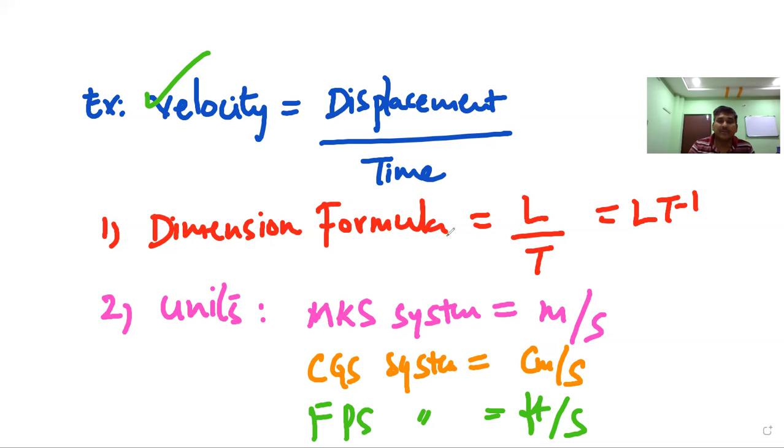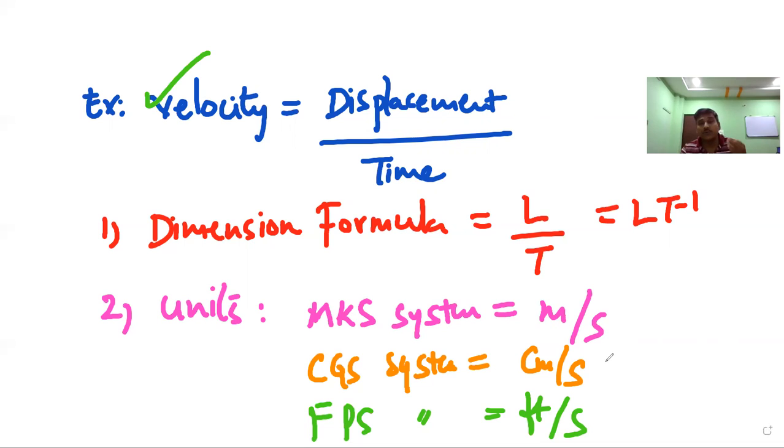And from that definition, we can go for a dimension formula in the fundamental quantities, mass, length, time, we can express. Thereafter, from the dimension formula, we can convert it into the system of units: MKS system, CGS system, FPS system. In the MKS, length is meter, time is second. In the CGS, length is centimeter, time is second. And in the FPS, length is feet and time is second. These are the units. Is it clear?